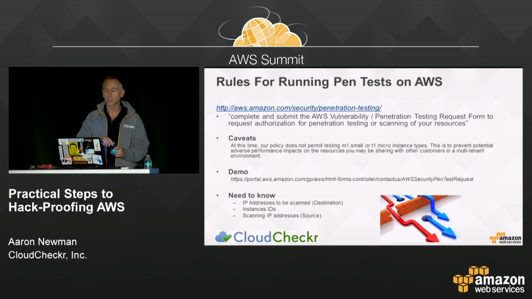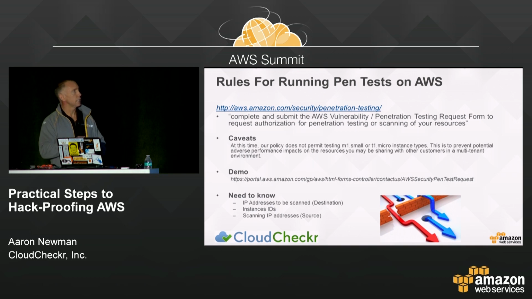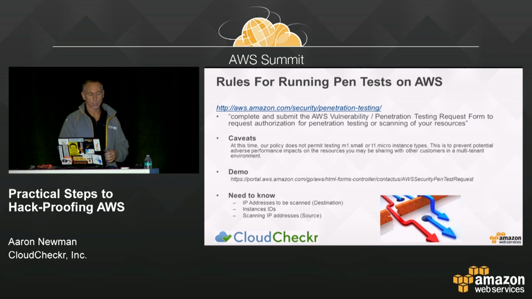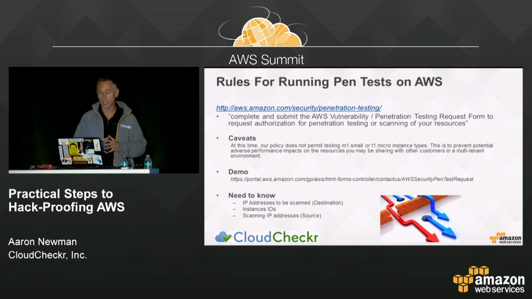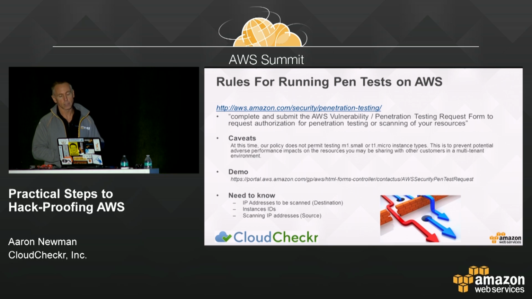So now there's caveats here. You have to understand, some of the things they do is they limit you. You can't run your pen tests and any of your vulnerability assessments against M1 smalls and T1 micros. What does that mean? That's probably because at the end of the day, those are much more shared devices. They're smaller, they're on the same boxes, so a pen test you run against your T1 micro could possibly affect the other people sitting on that same physical hardware. So you have to be real careful. They don't want you to do things like that because it can adversely affect things.